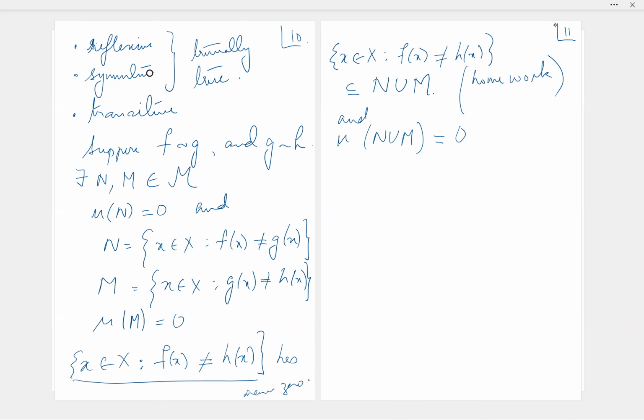why is the measure of N union M zero if the measure of N is zero and the measure of M is zero? Do you know how to prove this? Measure of N plus measure of M. You mean this is less than or equal to measure of N plus measure of M? Yes, this is less than or equal to measure of N plus measure of M, which is equal to 0 plus 0. That's right. So this becomes an equivalence relation.